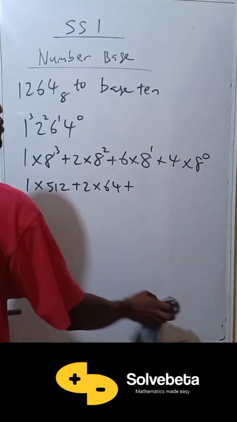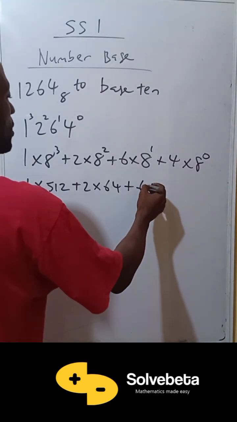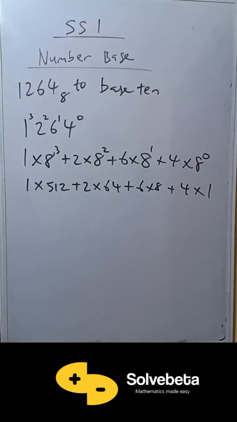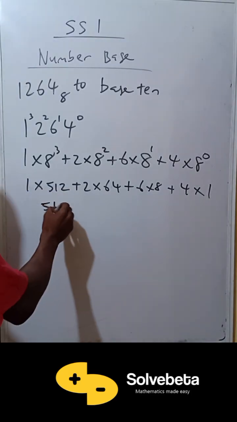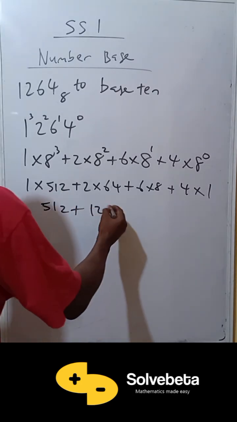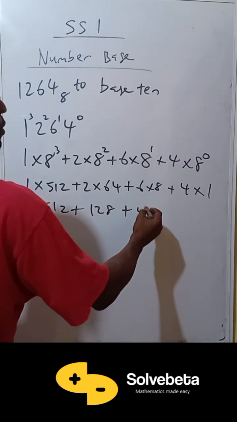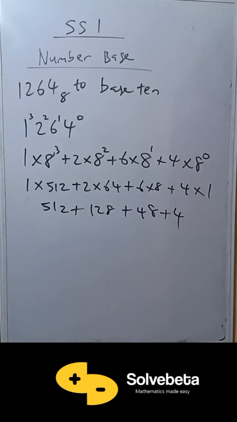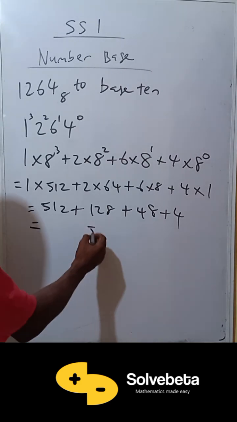You have 6 times 8 raised to power 1, which is ordinary 8, so 6 times 8. 4 times 8 raised to power 0 is what? 1. So 1 times 512 is 512. 2 times 64, that's 128. 6 times 8 is 48. 4 times 1 is what? 4. So now let's add all of this together. What do you get? Or I think I will use my calculator. No, let me do it.